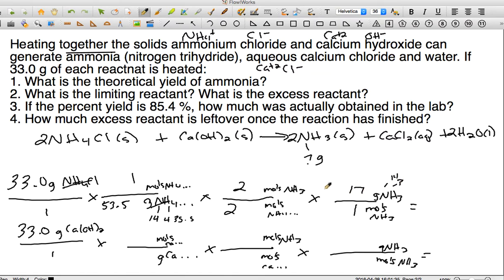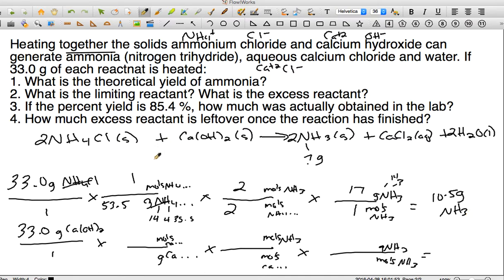I multiply everything on top, so 33 times 2 times 17, and then equals. I'm going to hit divide, left parenthesis, 53.5 times 2, right parenthesis, and hit equals, and I end up with 10.5 grams of possible ammonia formed up here.